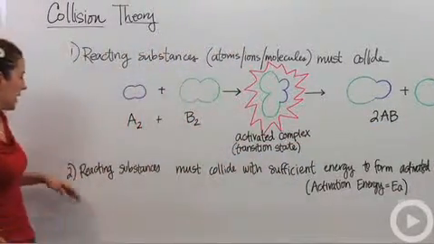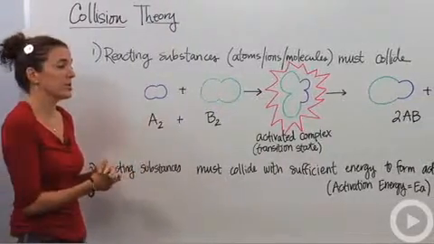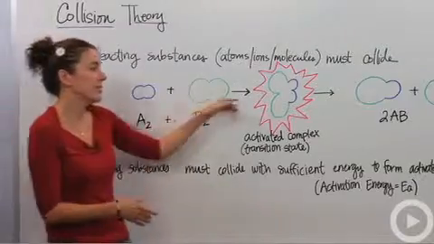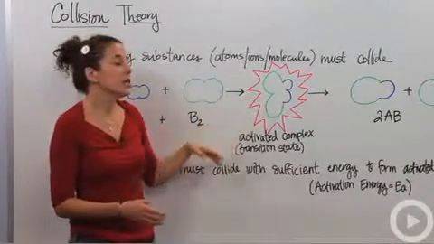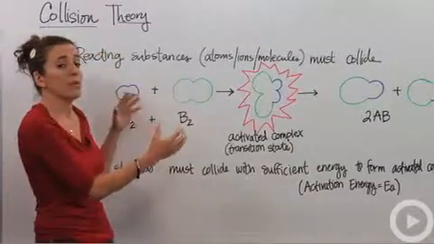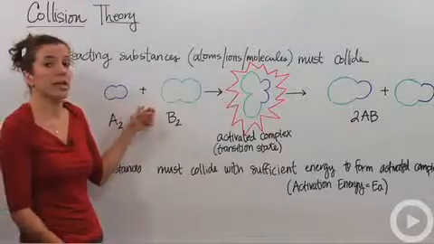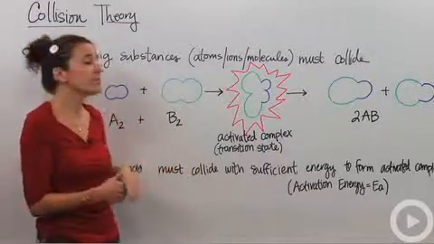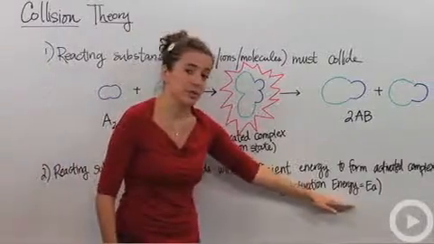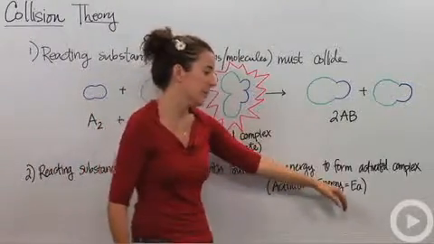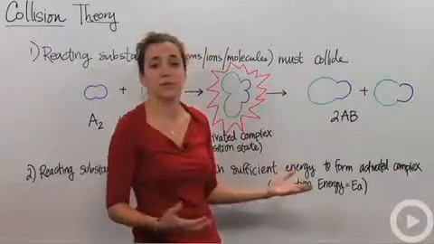Okay, that's easy enough. The second one says the reactant substances must collide with sufficient energy in order to form that activated complex, because this activated complex is extremely high in energy, very unstable. So they must collide with a certain amount of energy to get to this point. If they don't collide with a good amount of energy, then they're actually not going to react at all. So that energy is going to be called our activation energy to get to our activated complex, and you might see the symbol E with the subscript A to denote that.